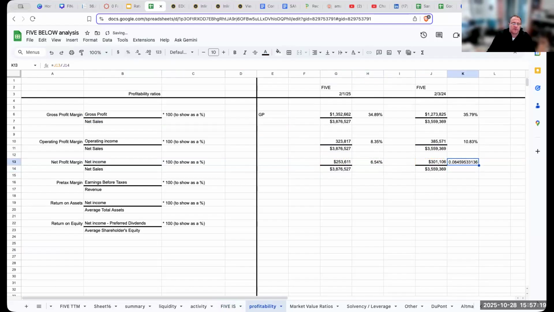If you're taking my class, I want you to go ahead and round it to 2 decimal places. So over here, my net margin is going to be about 6.54%. And this would be 8.46%. Okay. Let's now go to our pre-tax margin.